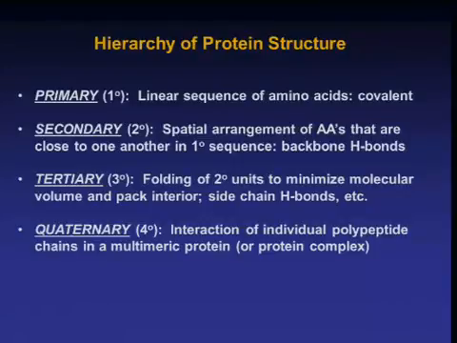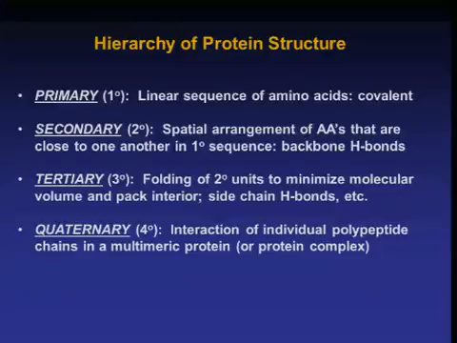The primary is just the linear sequence of amino acids. This is simply if you took amino acid 1, hooked it up to amino acid number 2, hooked that up to amino acid number 3, etc. And those are covalent bonds. The covalent bond is the peptide bond. So it's a linear sequence of amino acids, nothing really having to do with structure per se. We call it primary structure. You could also call it primary sequence.